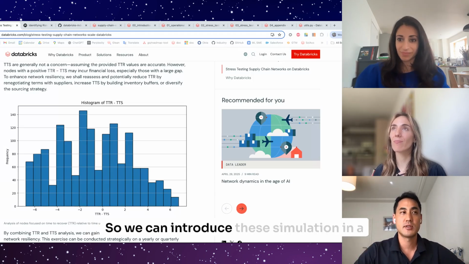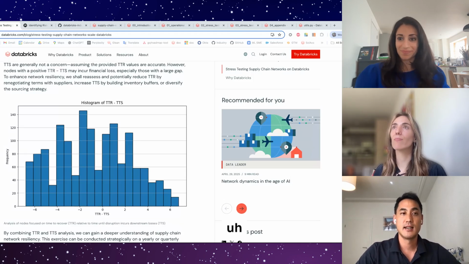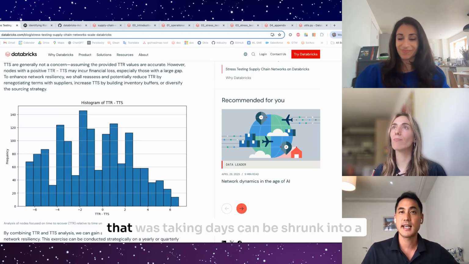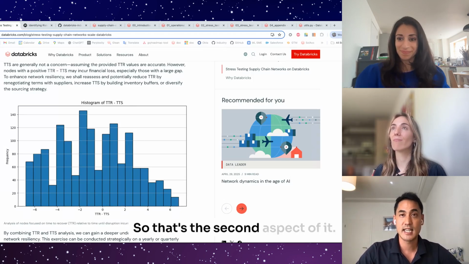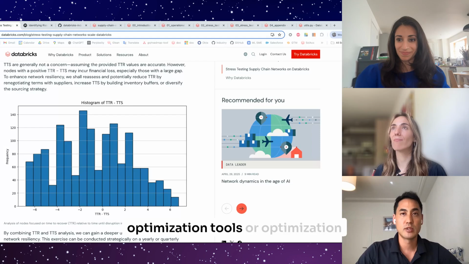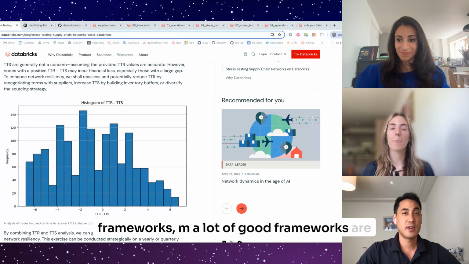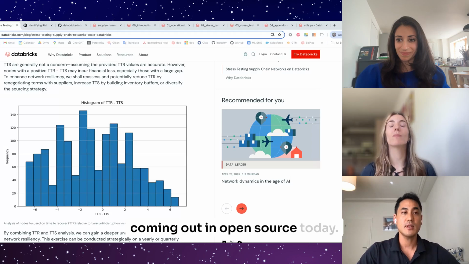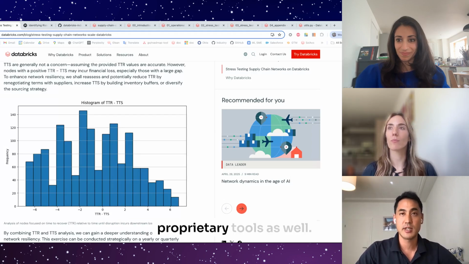So we can introduce these simulations in a parallelized, distributed way so that the optimization exercise that was taking days can be shrunk into a couple of hours with a very minimized cost. So that's the second aspect of it. And the third aspect is that a lot of these linear optimization tools or optimization frameworks, a lot of good frameworks are coming out in open source today.